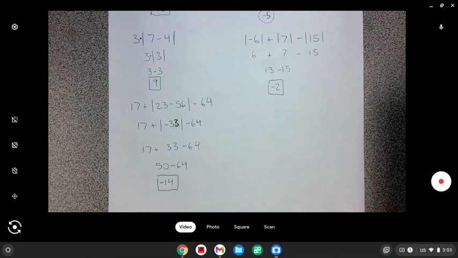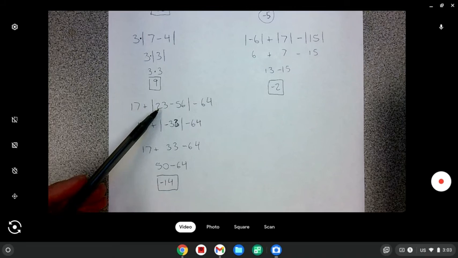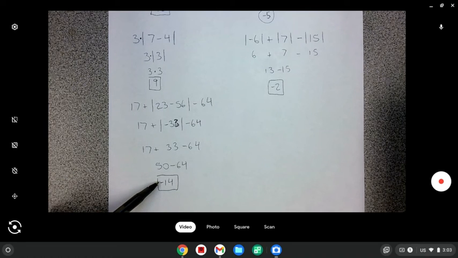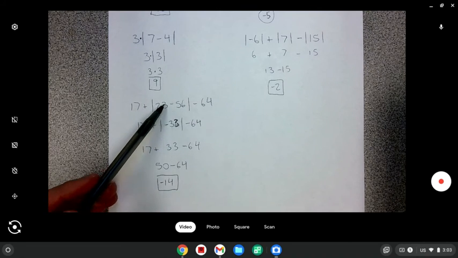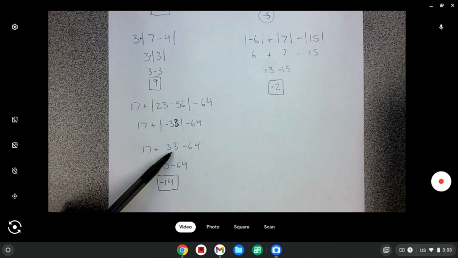Just because there are absolute value bars in the problem doesn't mean your final answer will necessarily be positive. Just means that part of it will end up being a positive piece. But the rest of it could go from there.